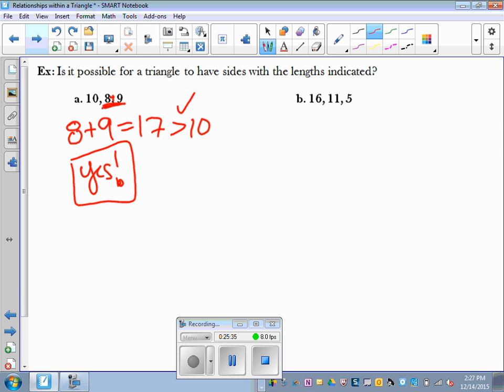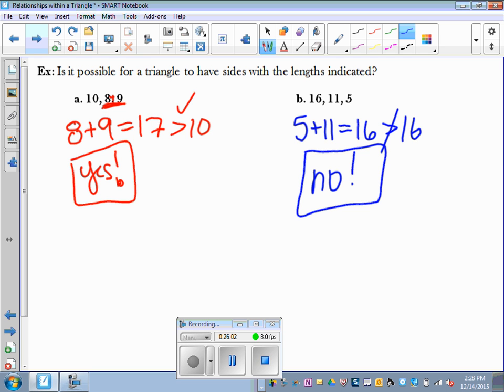Okay, letter B. What are my two smallest sides? 11 and 5. And what does 5 plus 11 equal? And is that greater than 16? No, it has to be greater than. It cannot be equal to. If it's equal to, it ends up just being a straight line on its side. Alright, so no, this is not a possible combination for size of triangle.